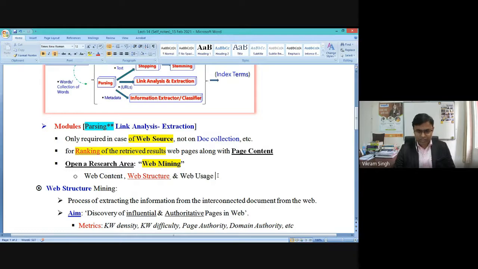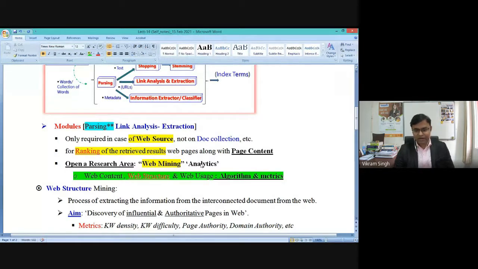So these are the three sub areas in web mining. Sub area means various algorithms have been designed in the past in these three broad areas. A lot of algorithms and metrics have been proposed in these three broad areas to perform mining and to get analytics. So based on these mining results or analytics outcomes, you can improve the performance of your web pages or of any system, right?